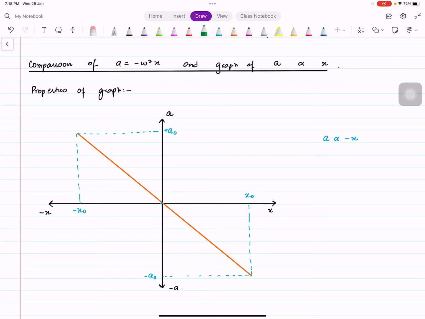The other thing you should remember is that this graph always crosses the origin. The reason is that when you write the equation as minus omega squared x, this represents y equals mx, a math equation for a straight line passing through the origin. So we have drawn acceleration on the y-axis and displacement on the x-axis. Naturally, when you are looking for the gradient of this equation, the gradient is going to give you minus omega squared. Do you guys understand this?